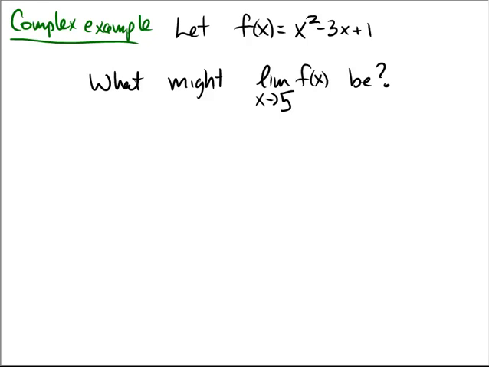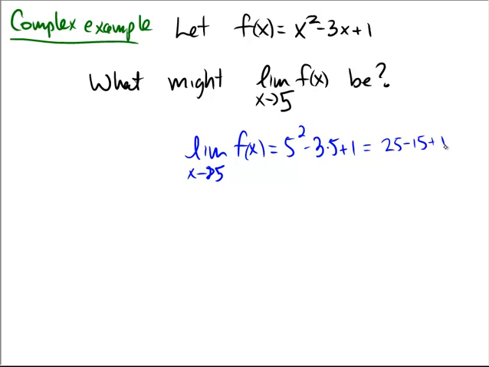Well, assuming that you've thought about this for a couple seconds, I would say that the limit as x approaches 5 of this function, just based on calculus knowledge, should probably be equal to 5 squared minus 3 times 5 plus 1. In other words, it should be pretty close to 25 minus 15 plus 1, which is 11. So I think we can prove the claim that the limit of f of x as x approaches 5 will be equal to 11.